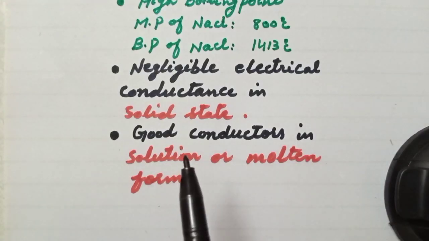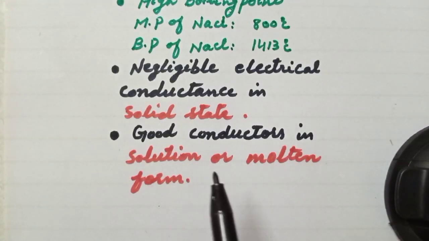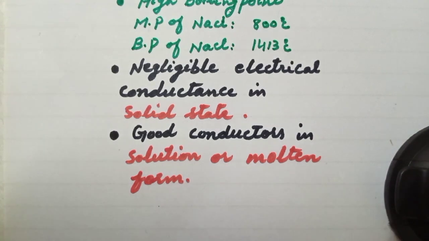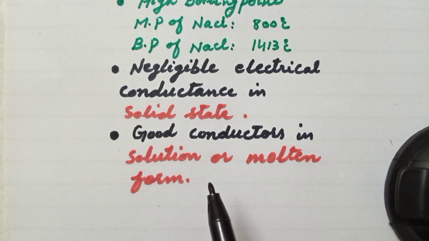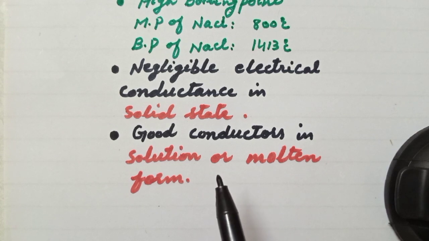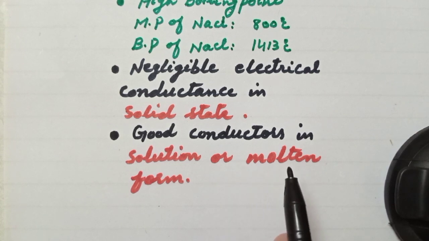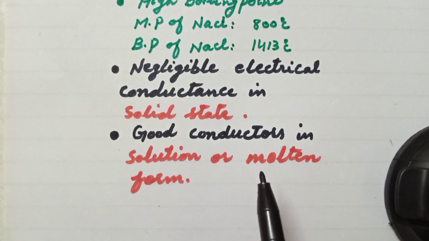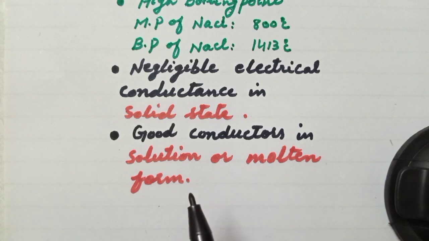But they are good conductors of electricity in solution or molten form. When we dissolve the ionic compounds in water or any other polar solvent, the water weakens the electrostatic forces of attraction and the ions will begin to move freely in the solution and they will conduct the electricity. Same is the condition in molten form. When we melt the ionic compounds, the ions become free to move and they conduct the electricity.